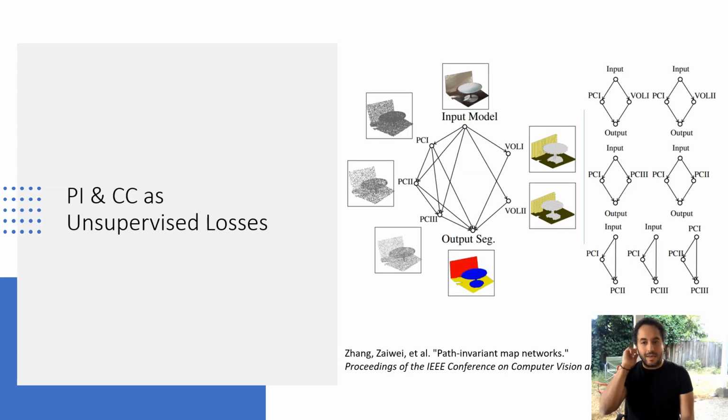And recently, there are great advances using path invariance. So we have an input, let's say a model or an image, and we have a desired output, right? However, there are many ways to go from an input to the output, right? I can follow many paths. I could first create a volumetric reconstruction and then map it to the segmentation, for instance, or I could create a point cloud from it. I could create multiple depth images and viewpoints and all these things.